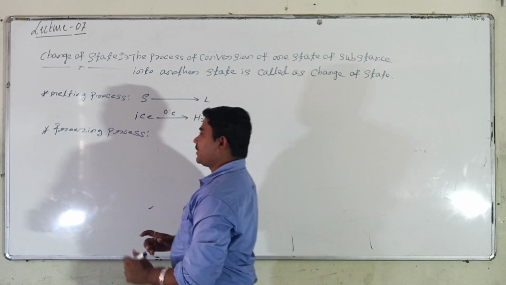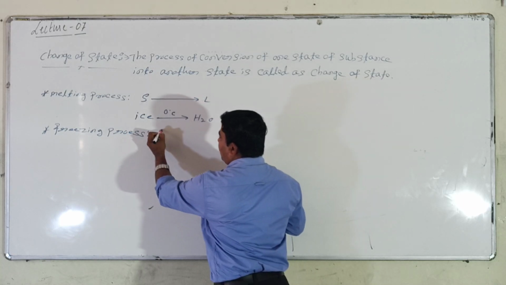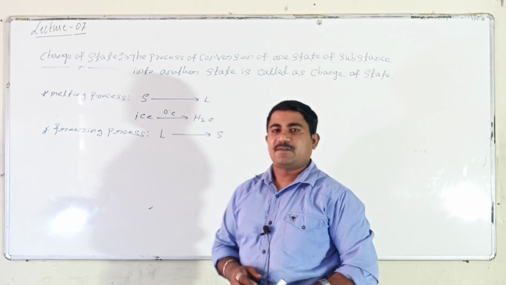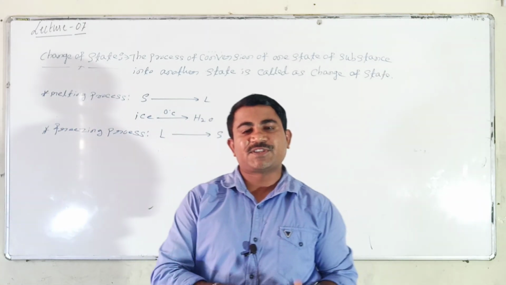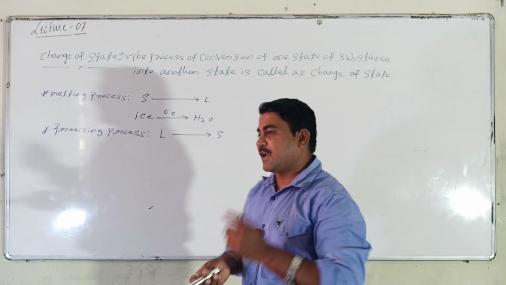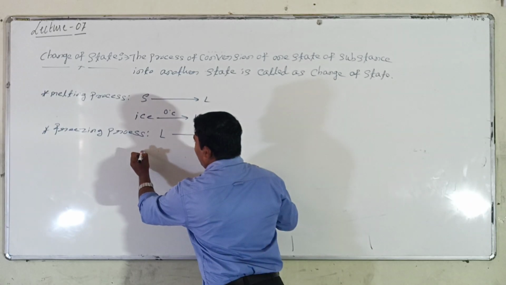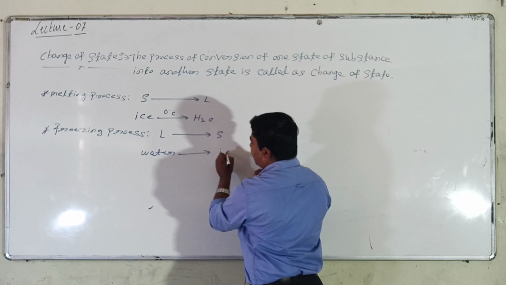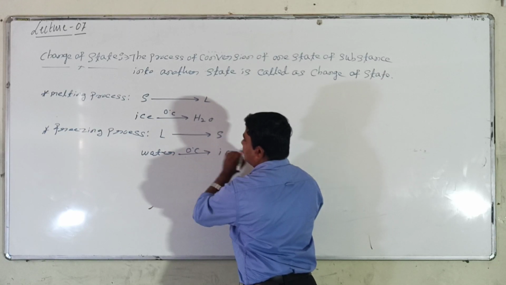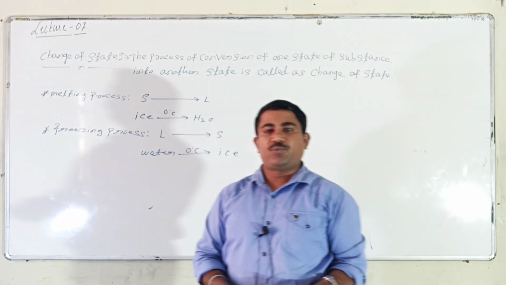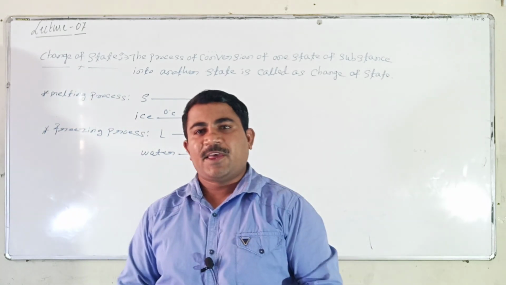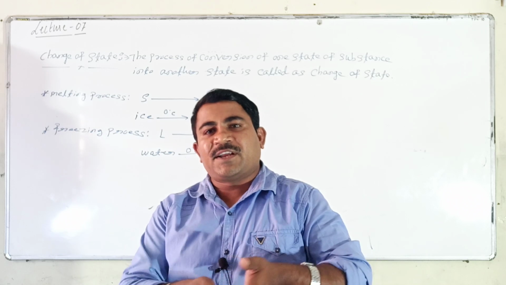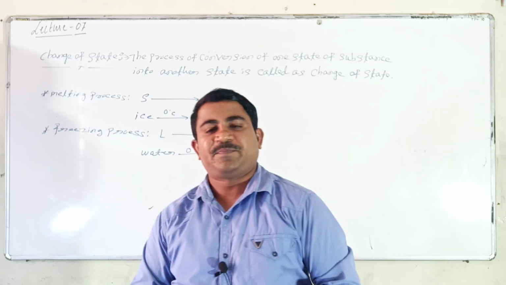Freezing process. What is the freezing process? The process of conversion of a liquid state into solid state at constant temperature. This process we are calling freezing process. Similarly here, water is converted into ice only at 0 degree Celsius. How to convert water into ice? Heat is extracted from the water, so that the water is converted into ice.